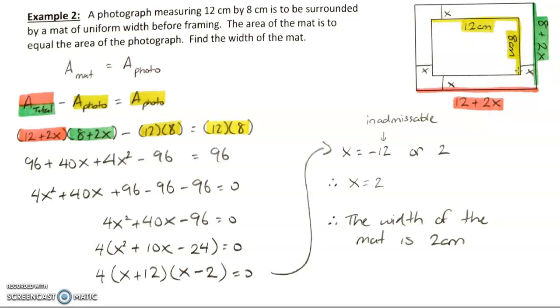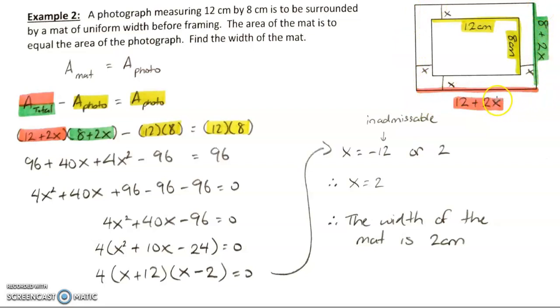Before you frame a picture, in order to make it look bigger, they put like a paper white frame around it. So it's just paper. And it's uniform in width, which basically means that it's the same width all the way around. And I just use x. You can use w. It doesn't really matter. But now it's created a larger rectangle.